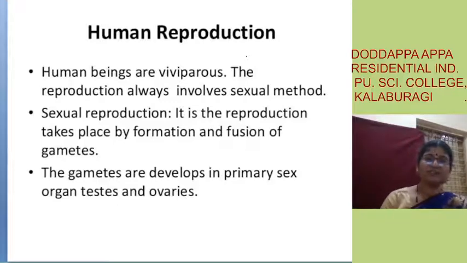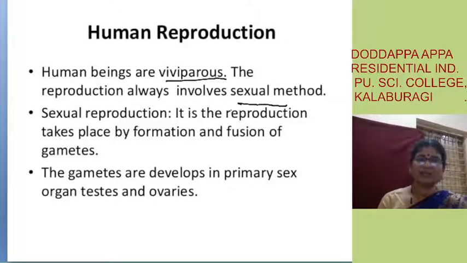What are the features of humans that you have to see? Humans are viviparous, that is, they give birth directly to the young one. And reproduction involves the sexual method. In humans, we say sexual method of reproduction. So what do you mean by sexual reproduction? It is the reproduction which takes place by the formation and fusion of gametes.